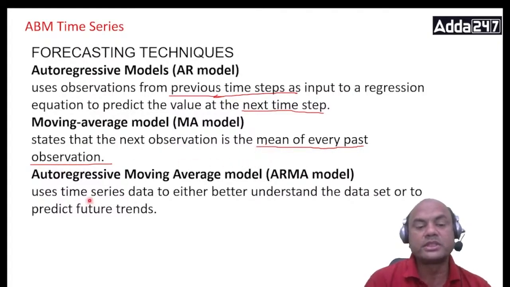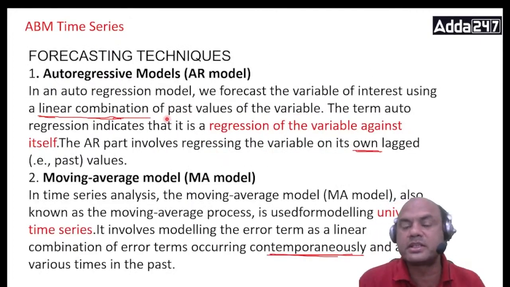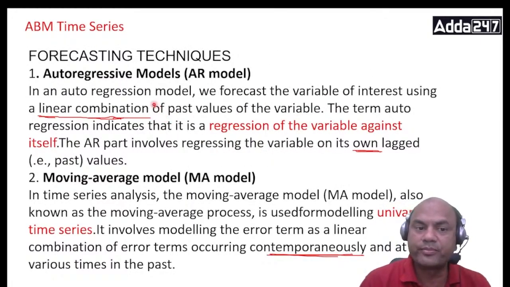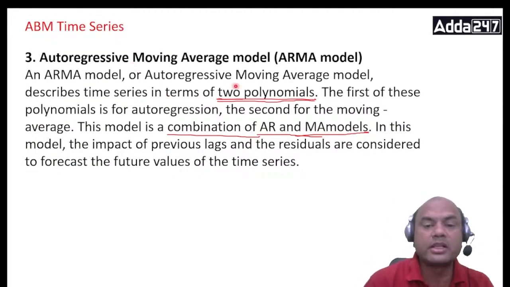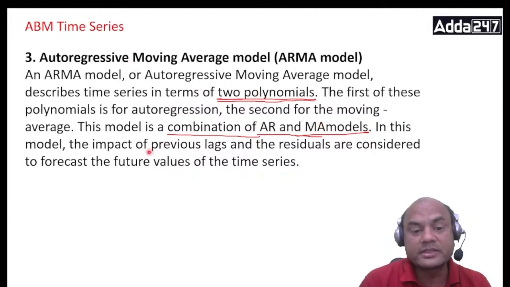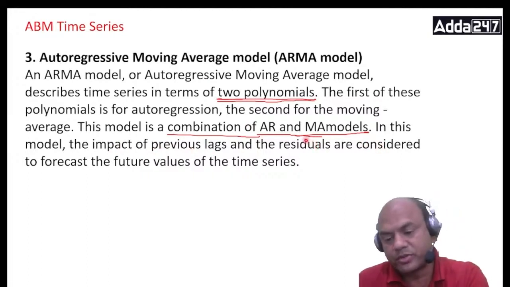Autoregressive model uses the time series data to either better understand the data set or to predict the future values. So importantly, what you remember, these earlier two slides are very important from the exam point of view. AR is linear and own lagged. Moving average is univariate and contemporaneously. Then ARMA model is a combination of these two. Okay, and this line is important: impact of previous lags and residuals are considered. Okay, previous lags and residuals both.